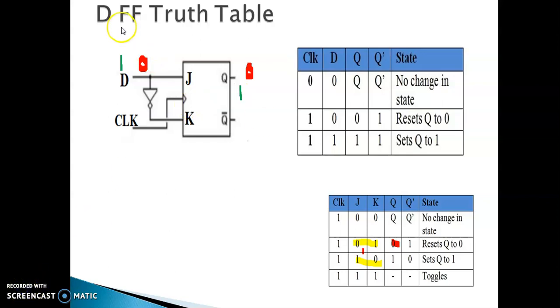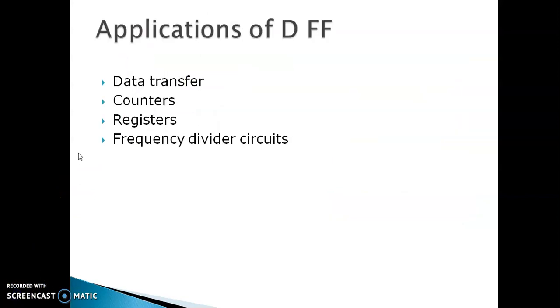So the simplified table for the D flip-flop is, when the clock is not there, there will not be a change. But when the clock is there and D is 0, that time the output is also 0. And when D is 1, that time the output is also 1. That means whatever data we are giving, let us consider 1, we get the same output again, but with some delay. That's why this D flip-flop is called a delay flip-flop. The applications of D flip-flop are in data transfer, counter, shift register, and frequency divider circuit.